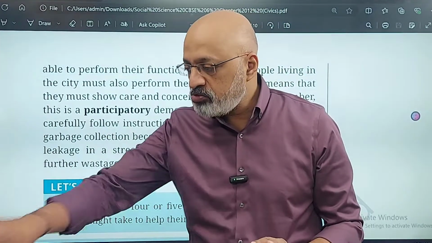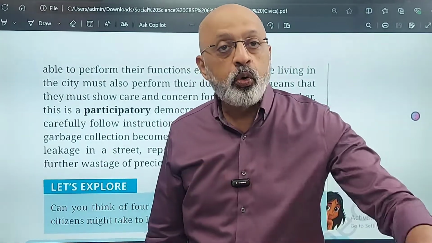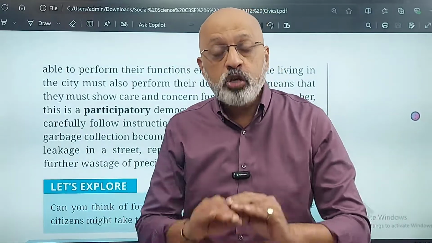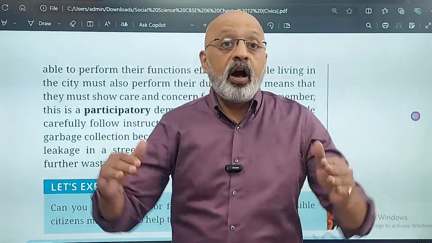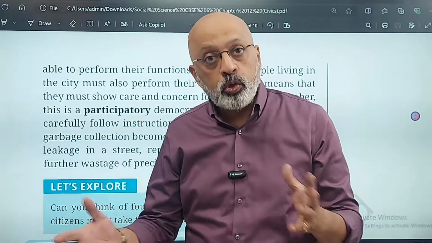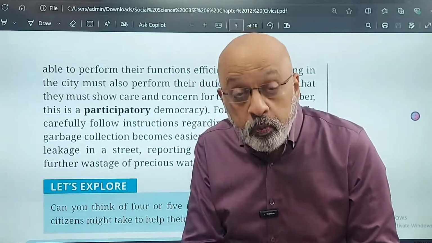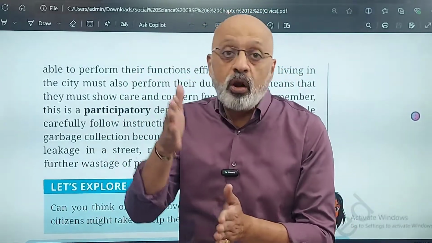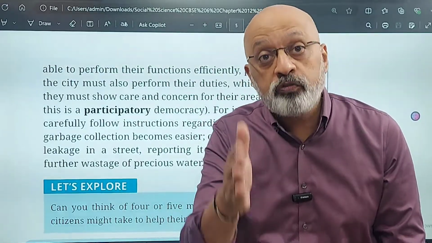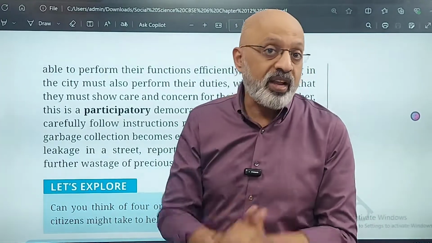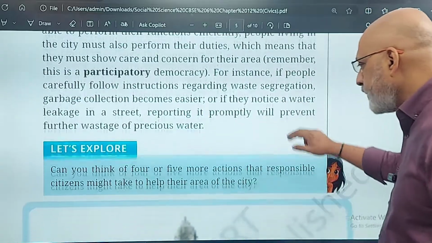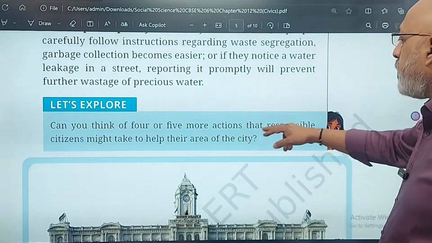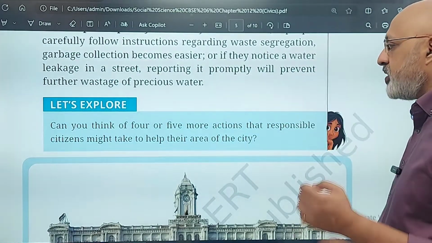So अगर ये होगा, so this will go into biodegradable, this will go into the non-biodegradable waste. So it becomes easy for the garbage disposal person also to take care of the garbage. So responsible disposal of garbage is also one of the duties of citizens like you and me. So can you think of 4 or more such actions that responsible citizens must take?